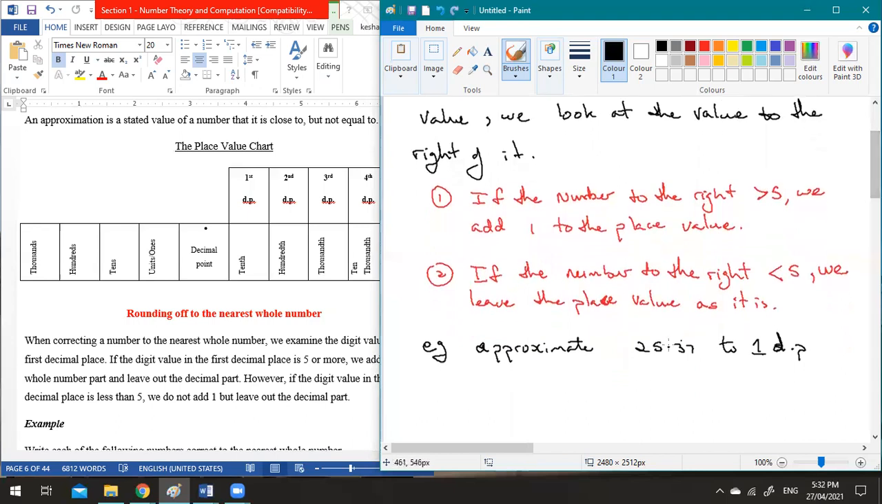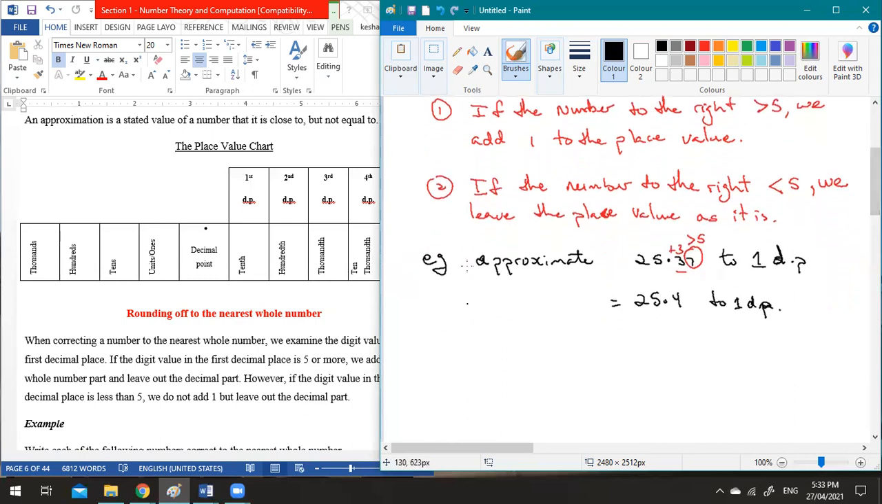If you want to approximate 25.37 to one decimal place, you know the decimal places here. The first decimal place is 3, so that's the first decimal place. We look at the number to the right, it is greater than 5, so we add 1 to the 3. So the answer will be 25.4, right? And you put to one decimal place.